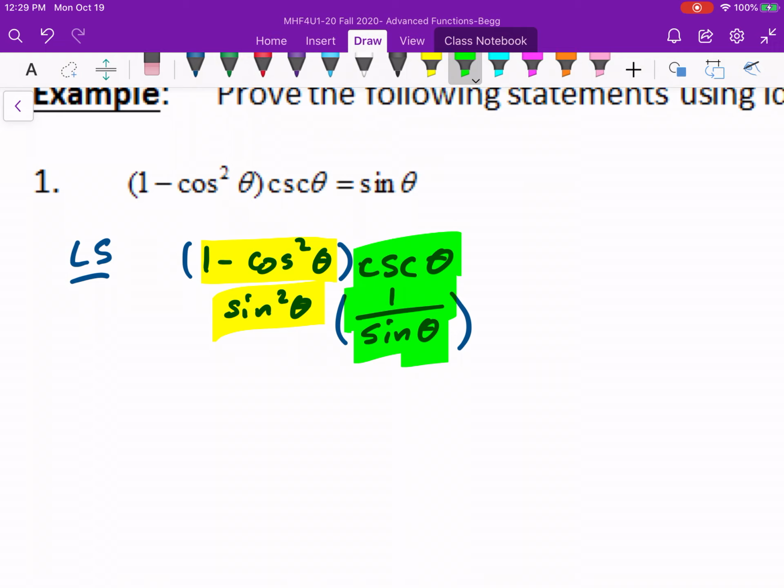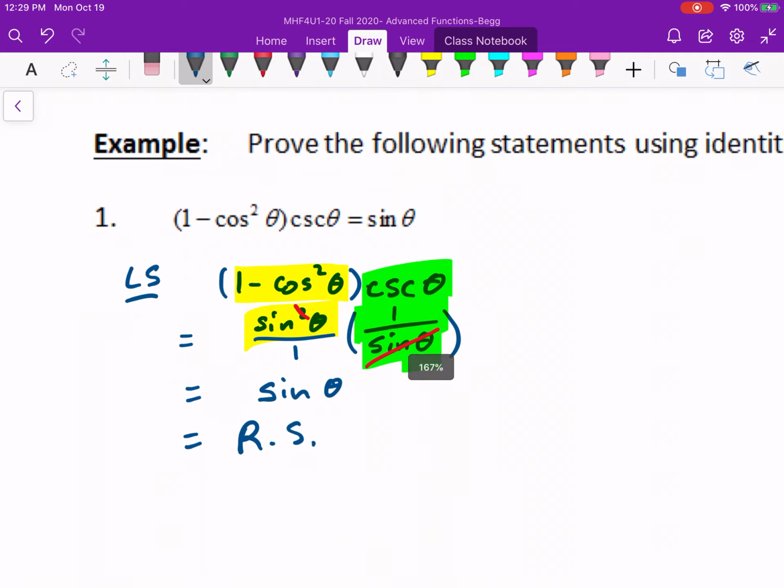And then I can maybe simplify things a bit. I can think of this as sine squared theta over 1, and I can reduce. Since I'm just multiplying two things together, sine theta goes into itself once, and it goes into sine squared theta sine theta times. In other words, I can cancel out the squared on the sine squared theta. So I'm left with sine theta times 1 over 1, which is simply equal to sine theta, and that equals the right side, and so we've proven it.